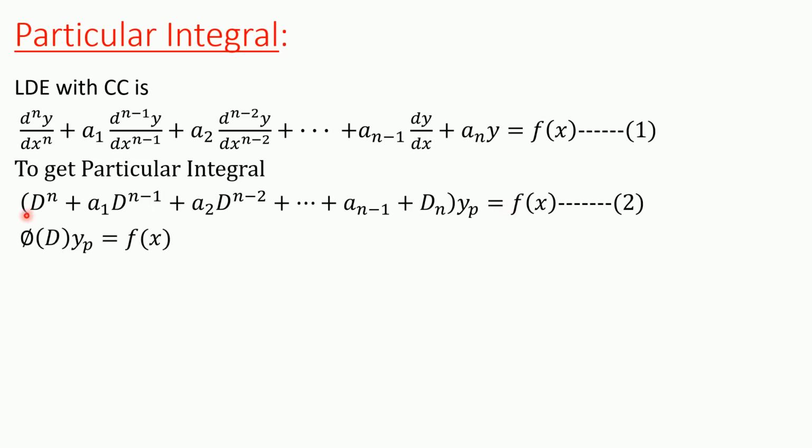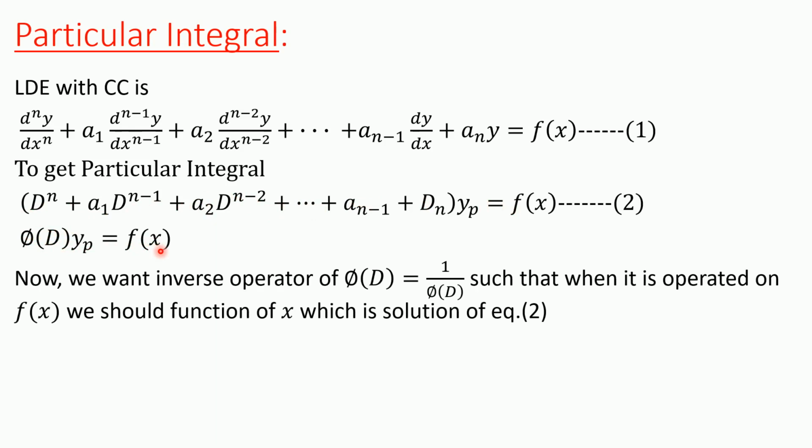This polynomial in D, let us call it phi of D. So phi of D is this polynomial which is operating on y_p, which gives us f(x). Now D is a differential operator, d/dx, so phi of D is also a differential operator. It is a combination of all these derivative terms. Now we want an inverse operator of this so that we can get y_p.